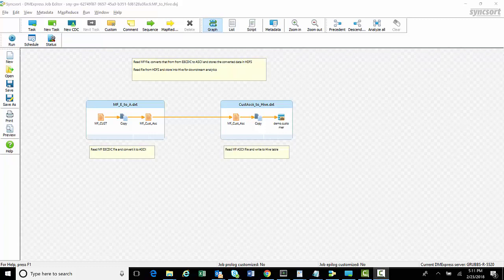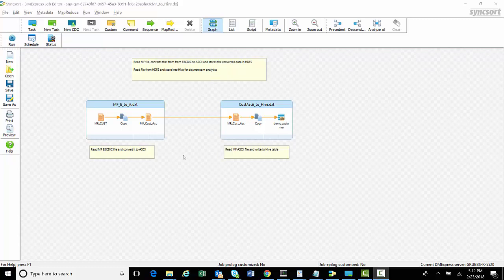Today we're going to be talking about integration between dmx-h and Cloudera Navigator. We're looking at here the dmx-h job editor, where we design and describe job flows. Inside the job editor, we have two steps here, which we call tasks. In this particular example, we're going to be taking data from the mainframe, moving that data onto the cluster, doing some translation and transformation, and ultimately writing that data out to Hive.